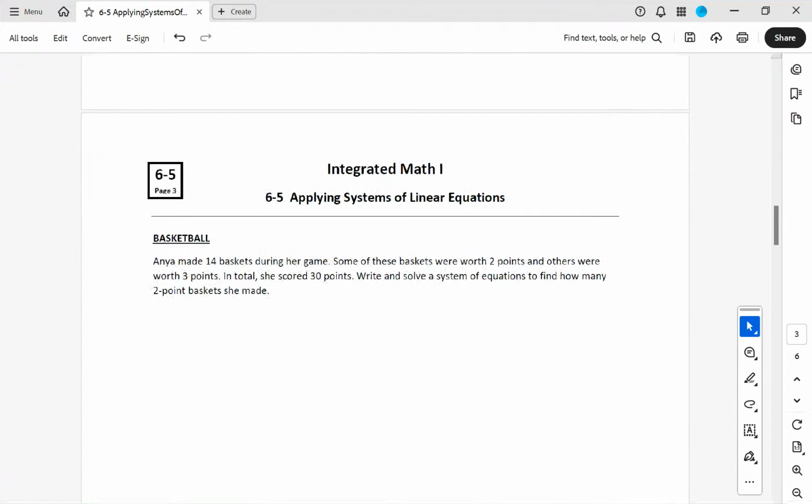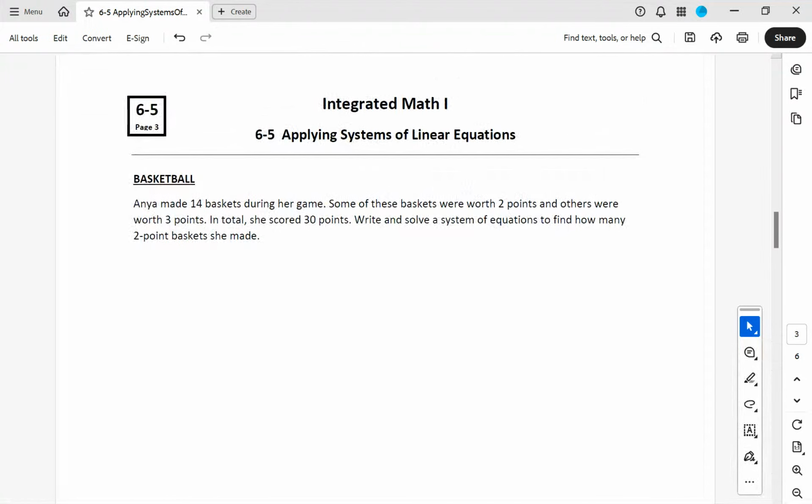Now let's take a look at a third one here. Okay. Anya made 14 baskets during her game. Some of these baskets worth 2 points and others worth 3 points. Okay? If you know and like basketball, even if you don't like it, if you know basketball at all, you know there's 2-point shots and 3-point shots.